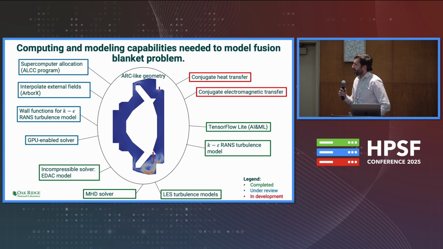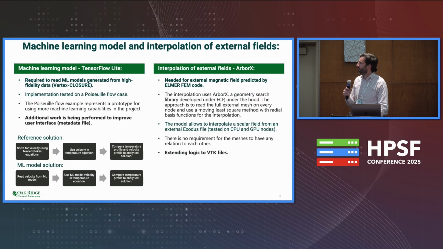But again, the application problem is fusion blanket using GPU platforms. And so we've been running the code on Frontier and also some other HPC platforms like Perlmutter or Summit that are NVIDIA GPUs. Recently, we added 2 new capabilities, TensorFlow Lite for machine learning capabilities and also ArborX, mostly to be able to interpolate magnetic fields that are predicted from external packages.